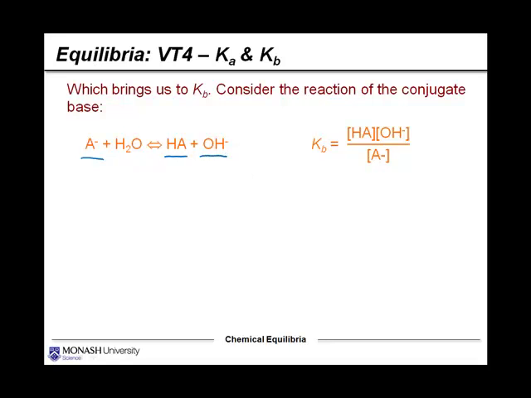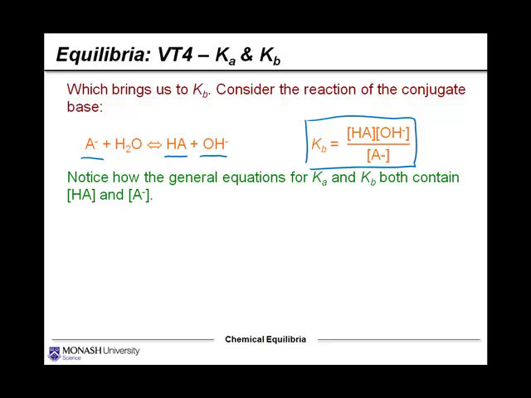If we develop our expression for Kb, it's kind of similar to before, but a little bit different. Again, H2O doesn't appear in the equation. It's got an activity of 1, but the remainder do. Notice how the general equations for Ka and Kb both contain the acid and the conjugate base.